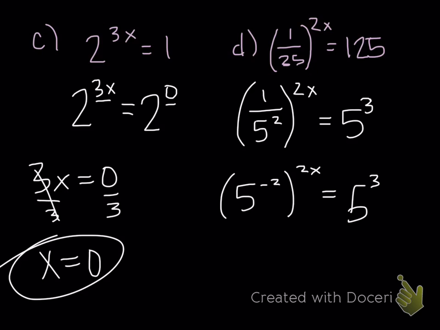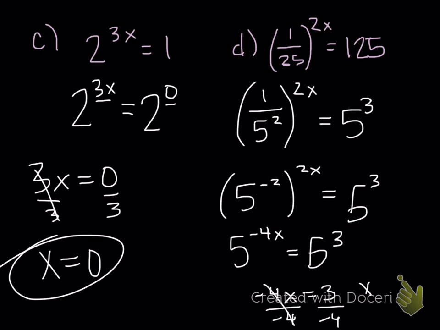And I know a power to a power I multiply. So this is 5 to the negative 4x equals 5 to the third. And now I set my exponents equal. So negative 4x has to equal 3. Divide both sides by negative 4. So x has to equal negative 3/4. So we have 2 more, and then I'm going to have you try that whole practice section at the bottom of the page.